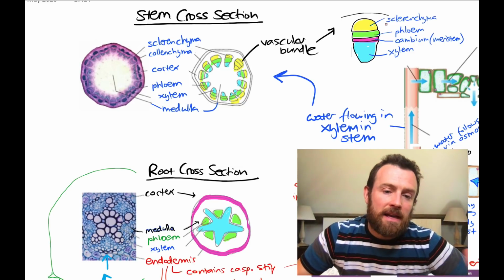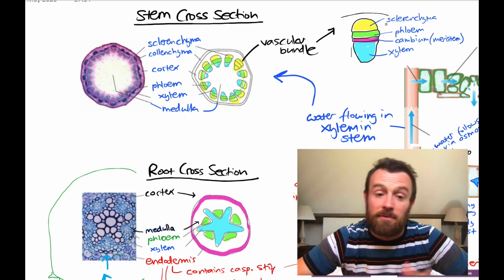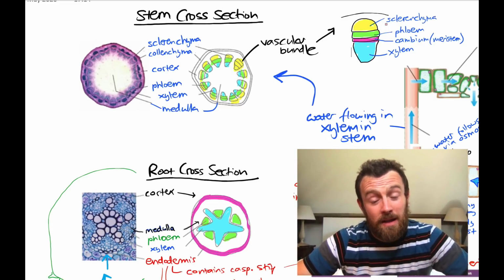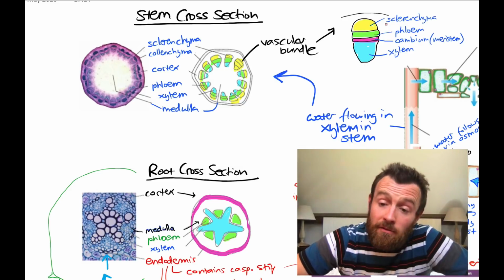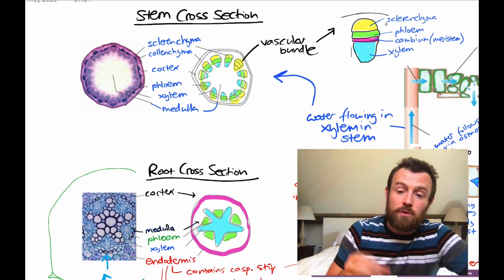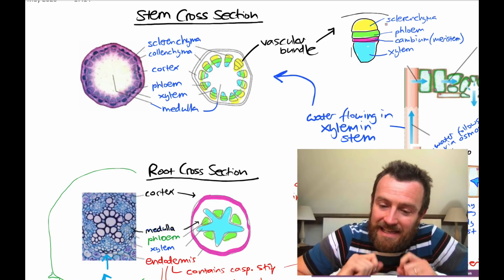So again, you need to recognize this kind of pattern of where the xylem and phloem are in different parts of the plant. How are they arranged in the root? How are they arranged in the stem? Okay, so we've covered water flow now from the roots into the xylem, up the xylem. Now let's move on to the leaves.